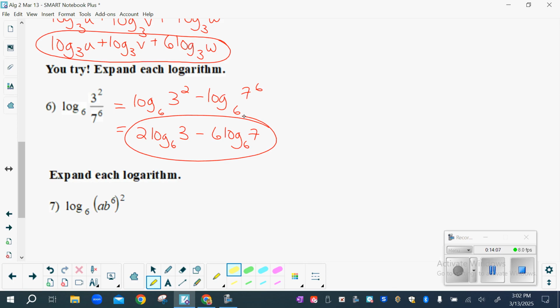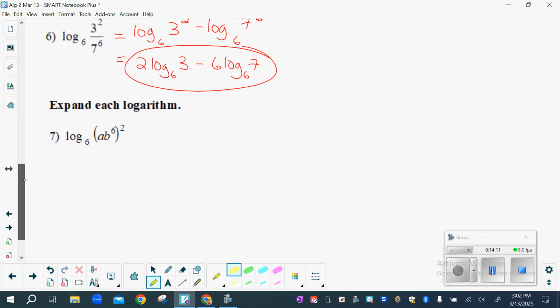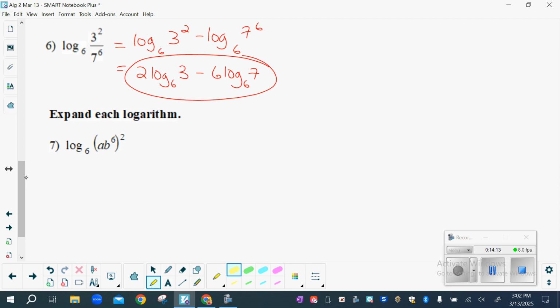Okay, so any idea what we might do on number 7? I would like to simplify and get rid of that parentheses first. For me, that works easier. You can do it separate. You can move that 2 and then do it from there. I think it's easier if we just get rid of that parentheses.